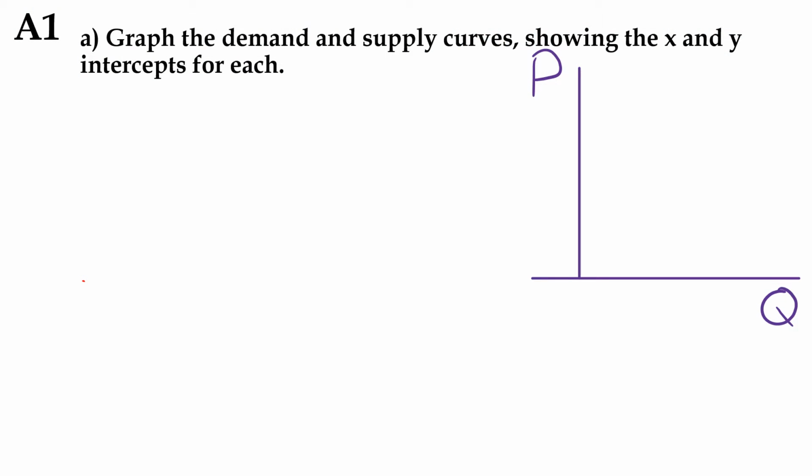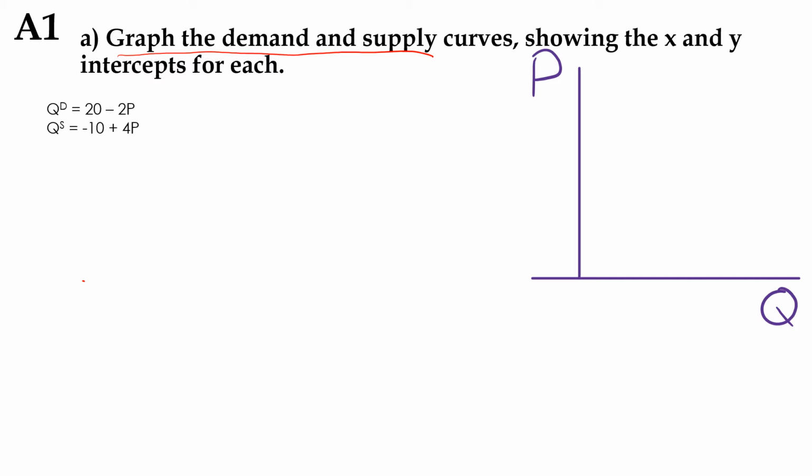All right, so we'll start with question A1 at the back of the appendix, and it says, say that the demand schedule for a good is given by the equation quantity demanded equals 20 minus 2p, and the supply schedule is given by the function quantity supplied equals negative 10 plus 4p. And in this slide, we'll be covering A, and A says graph the demand and supply curves, showing the x and y intercepts for each.